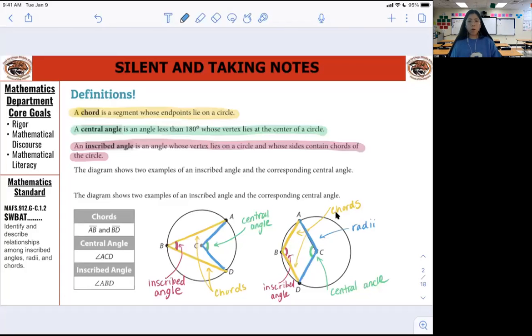Good, Perla. Yeah, chords don't connect with the center because if they did, they would no longer be chords. That would just be the diameter. So chords are basically any line that is in the circle but doesn't pass through the middle. Okay, any other questions?